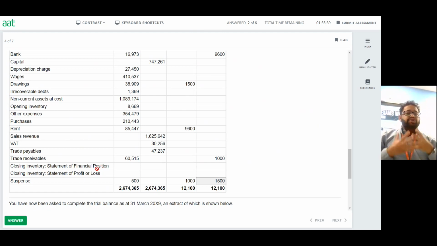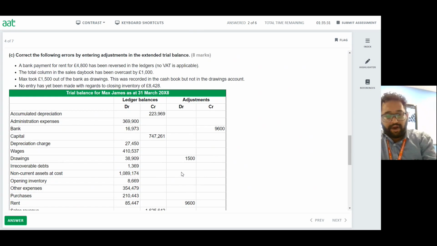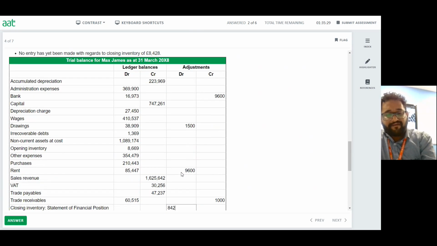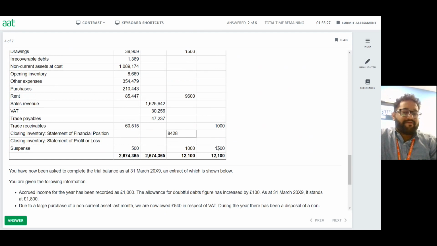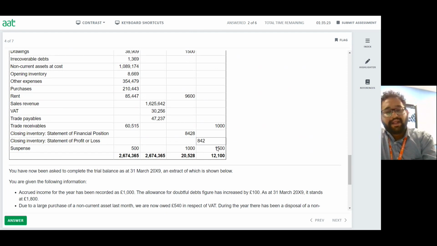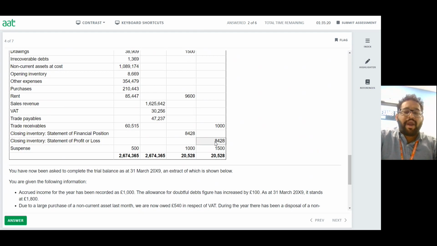Statement of financial position shows you what you have left in your inventory. Therefore, it's an asset. That asset is to be a debit entry. Therefore, it is going to be 8,428 pounds. If that is a debit entry, your statement of profit and loss is definitely going to be a credit entry. But if you want to know why, this is the amount I take away from my cost of sales.